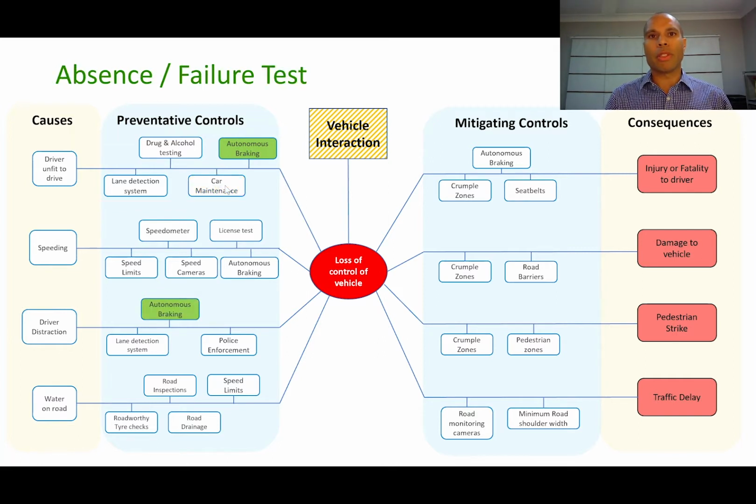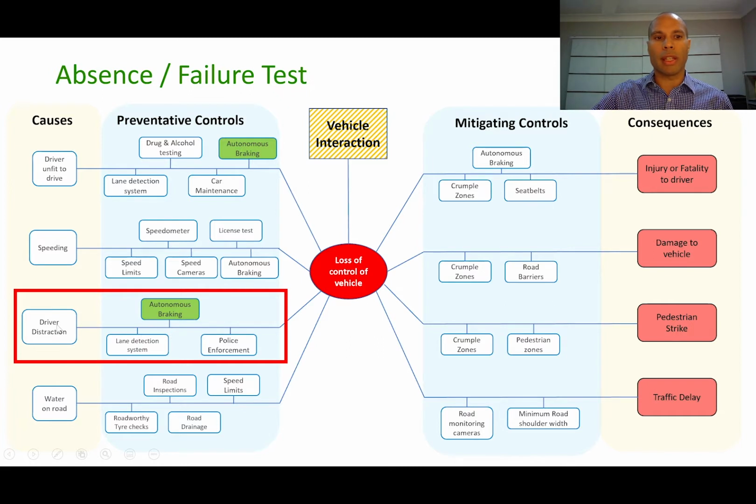Then we look at the absence failure test. So if that control wasn't there, or if it was degraded or failed, would it have a significant impact on the risk? So if we look here on this line, we're looking at driver distraction leading to loss of control of vehicle. We have three different preventative controls. And we could look at this and say, well, out of these three, if autonomous braking wasn't actually there, would it have a significant impact on the risk? And this organisation might look at that and say, yes, autonomous braking would appear as a critical control there.